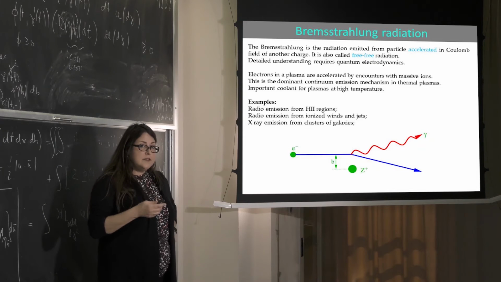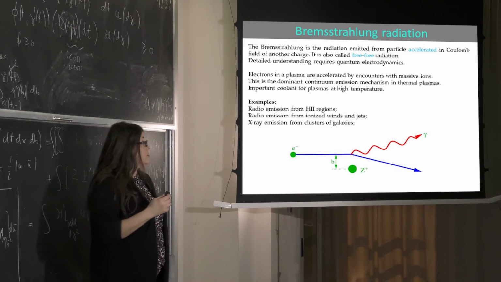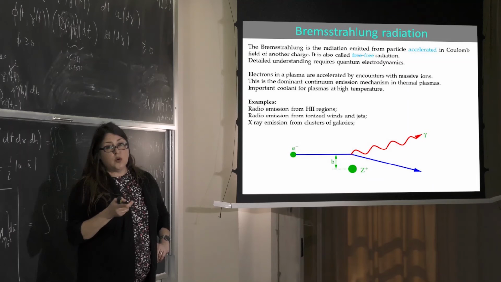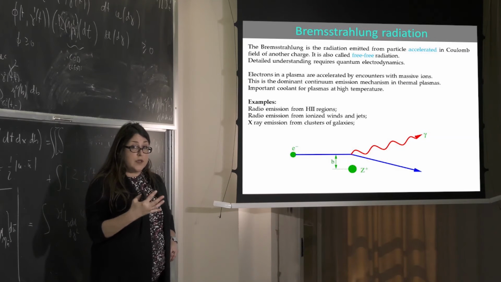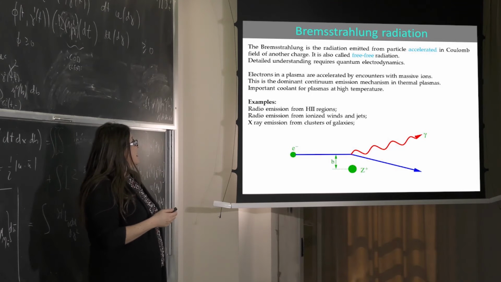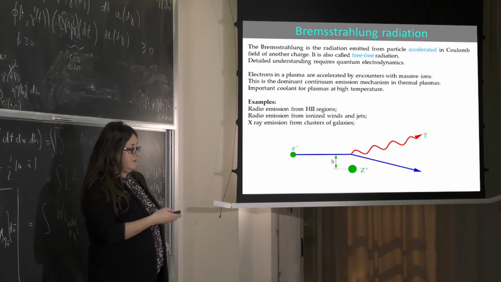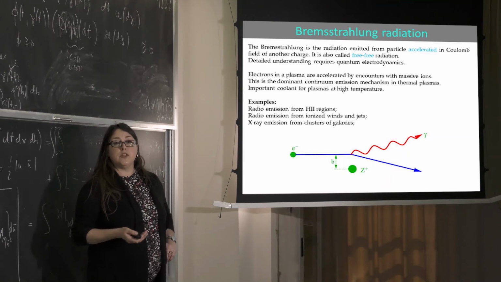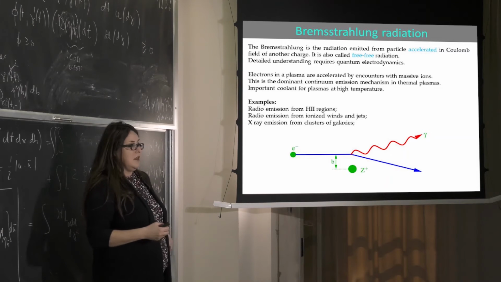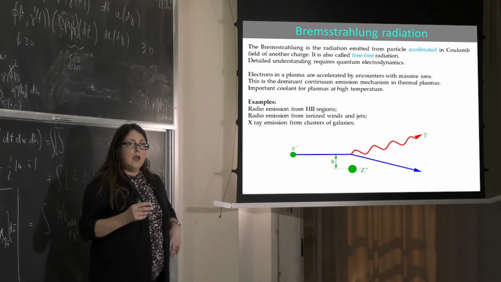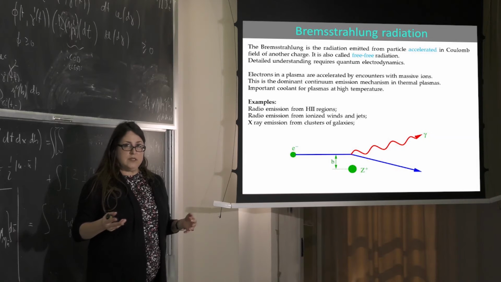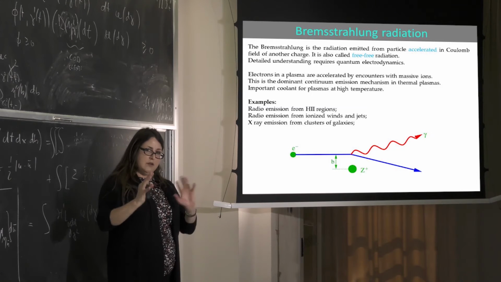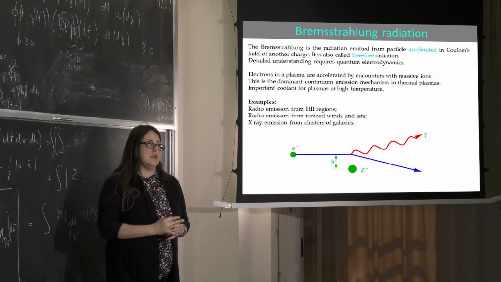And this is the dominant mechanism of emission in a plasma. And it is also a very important mechanism by which plasma can cool, can reduce its temperature. An example of Bremsstrahlung radiation in astrophysics is given by the radio emission from H2 regions, which are ionized regions around massive newborn stars, typically OB stars, which are emitting a large amount of ultraviolet radiation and which are able to ionize a spherical region around them.